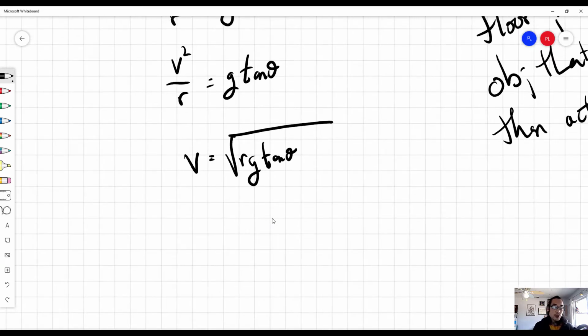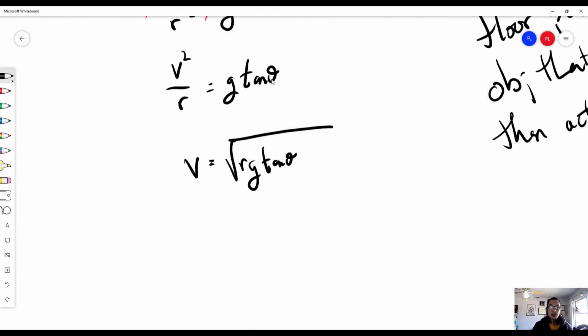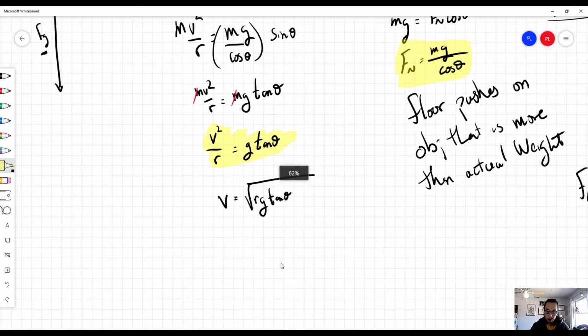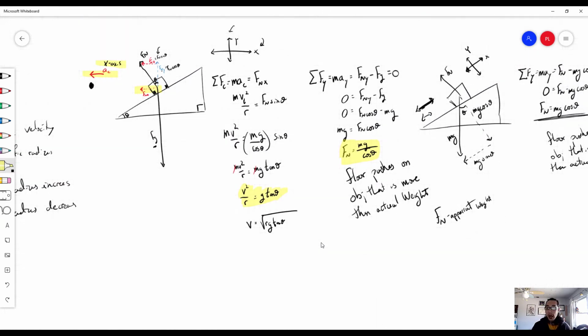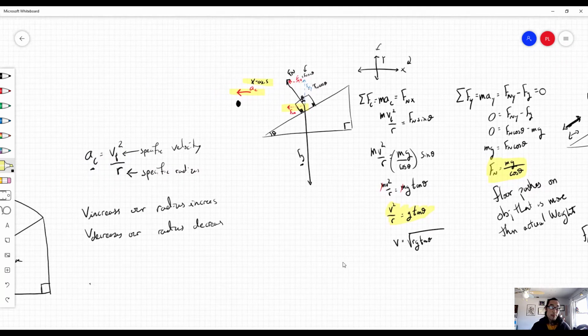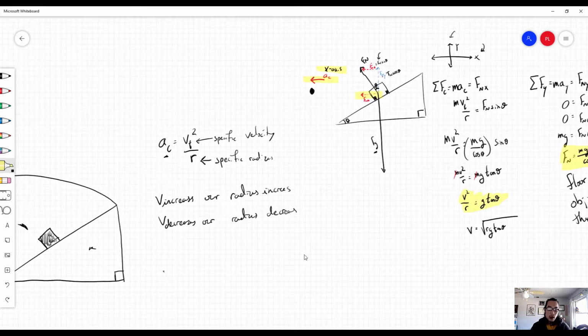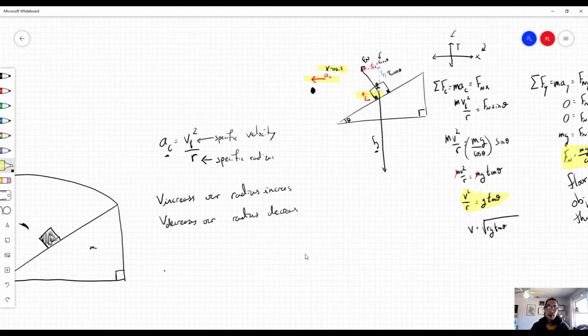Now from there, if I were to ask you different things, you can find theta, you can find the radius. There's a lot of different ways that you can manipulate this one equation based on your problem and your scenario. So that's how you set up a banked problem, or an object on a banked surface. A lot of really cool things happening here.